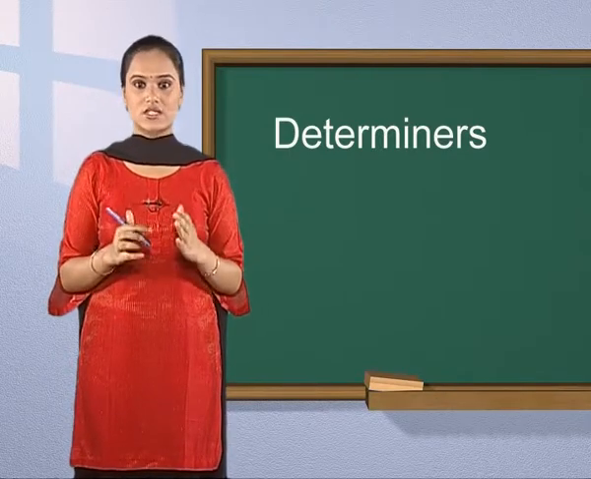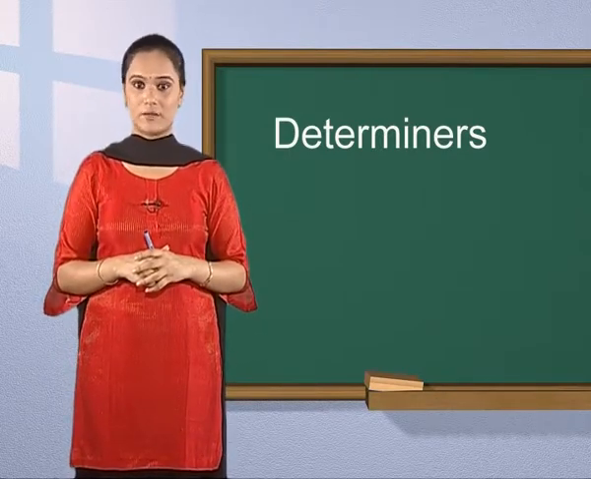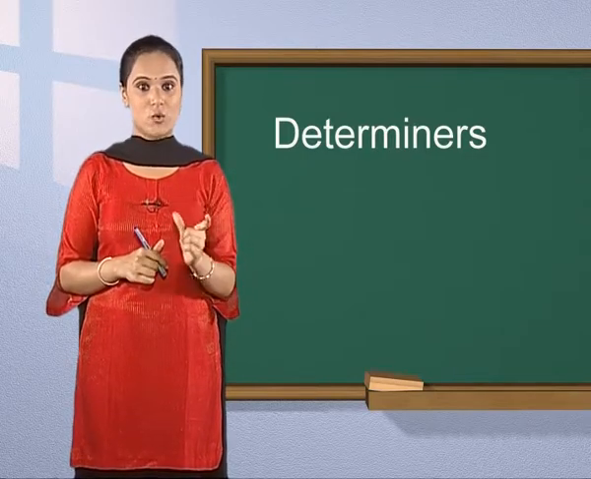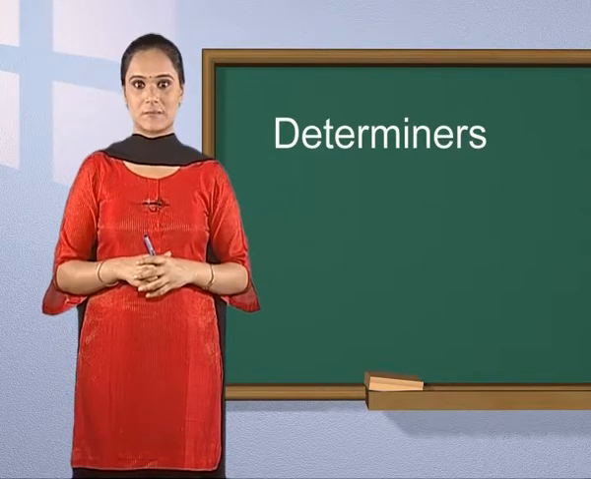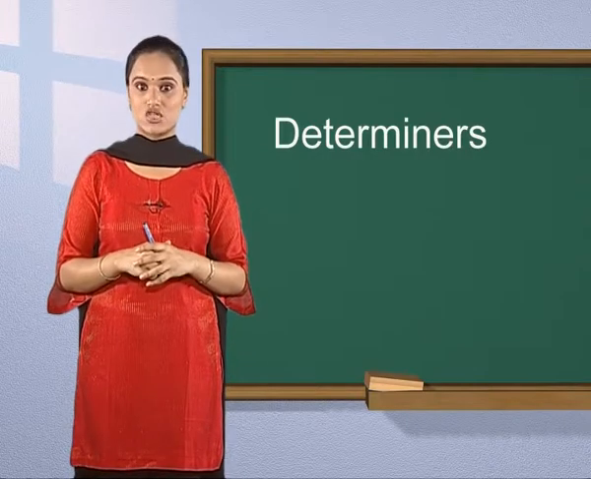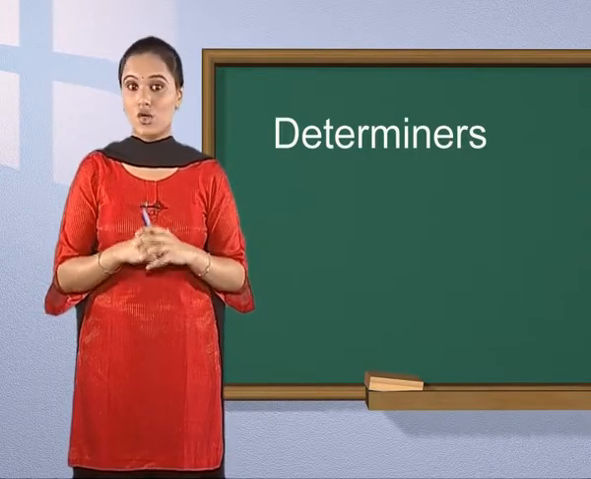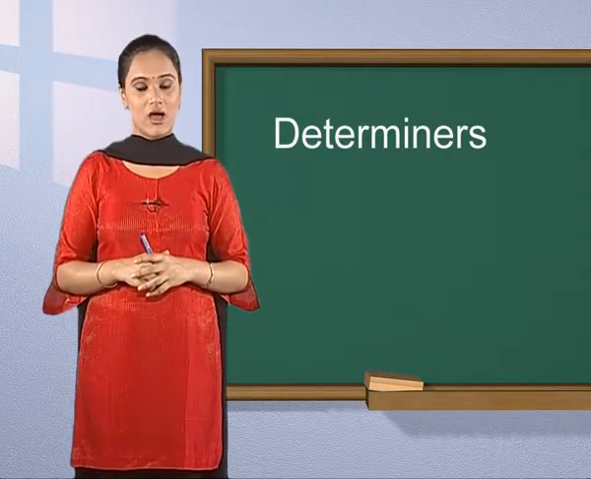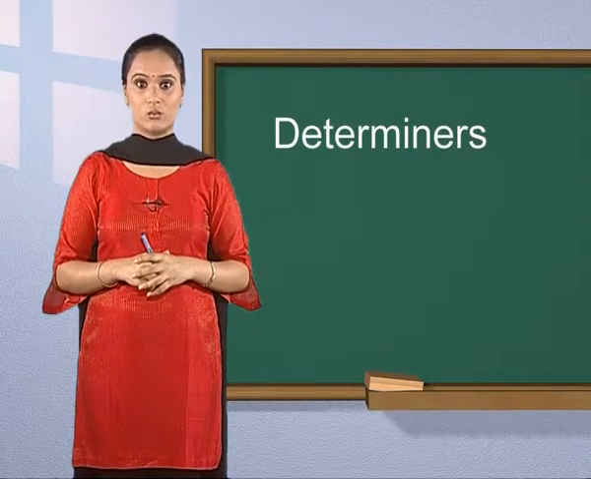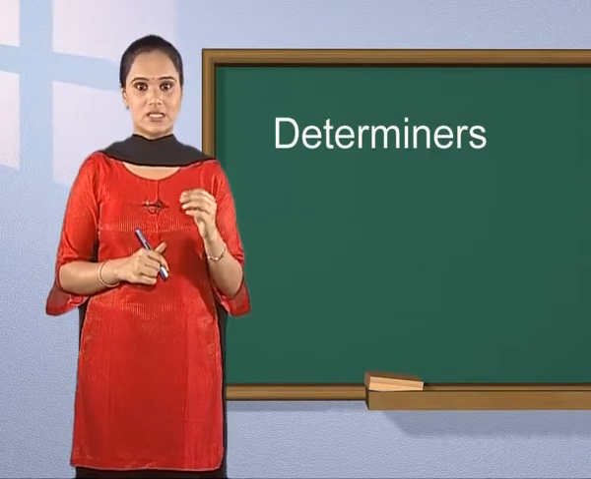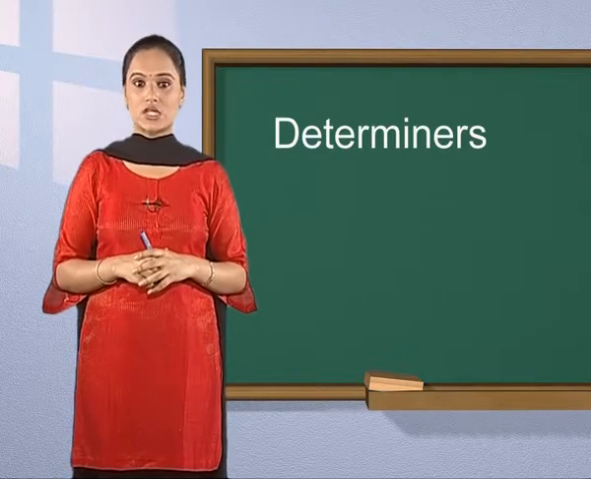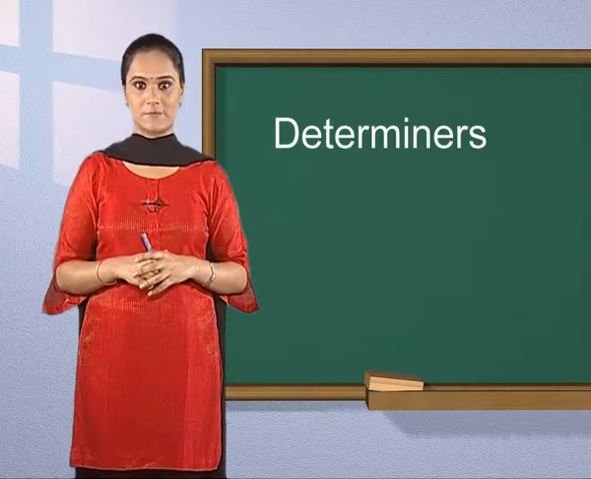We did lots of exercises to be thorough with their placements. That is the order in which they are supposed to be put in a sentence. You were also told that determiners are like adjectives but are not adjectives. They are noun markers. They do not qualify a noun but they only limit the noun that follows them. In this episode, we shall practice the determiners.